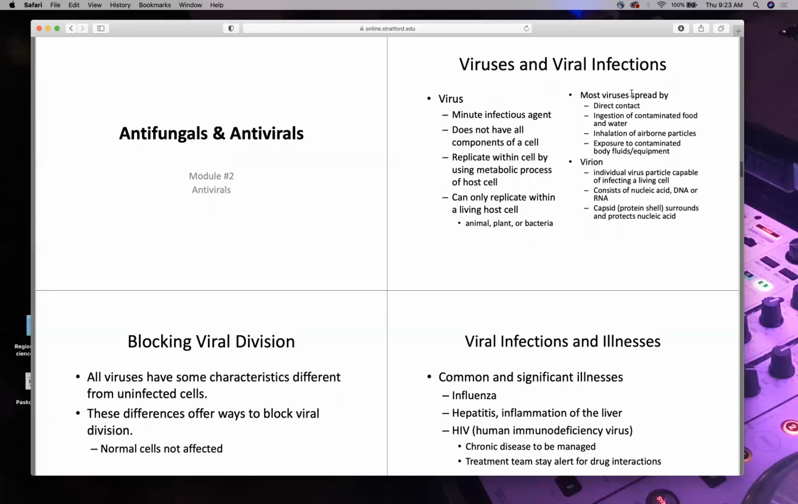Now, if you look at how viruses spread, you will now understand why we have distancing, why everything's closed down: direct contact, contaminated food and water, inhalation of airborne particles, right? Exposure to contaminated body fluids and equipment. So essentially touching things, right? Or being exposed to things. And that's why they're telling everybody, don't go out as much, try not to be in large crowds.